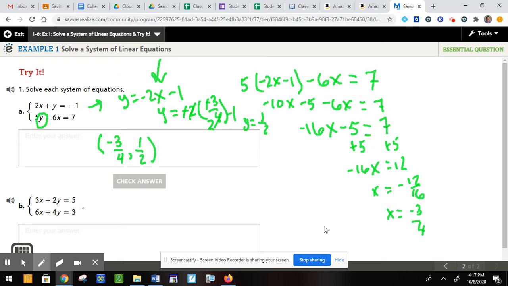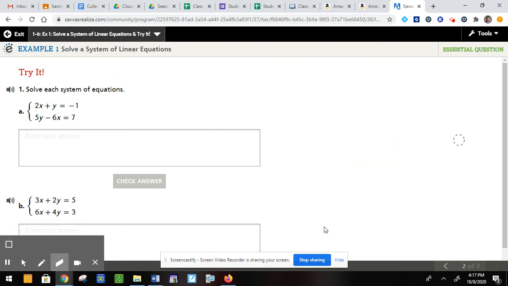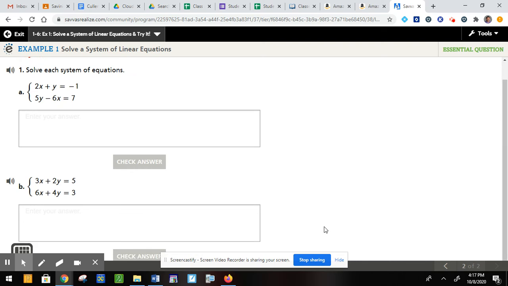For the next one, erase that now. For the next one, I would actually solve this with elimination. The reason being, there's no way to solve for one of the variables in one of the equations and not have a fraction. And especially because it's already set up in both in standard form, that it's set up for elimination.